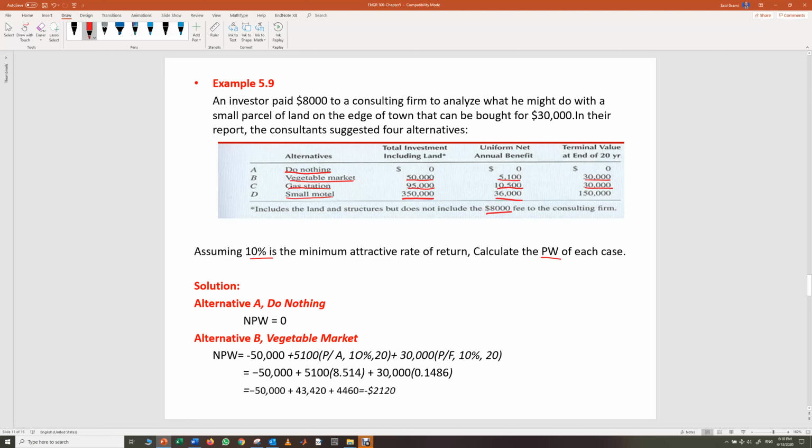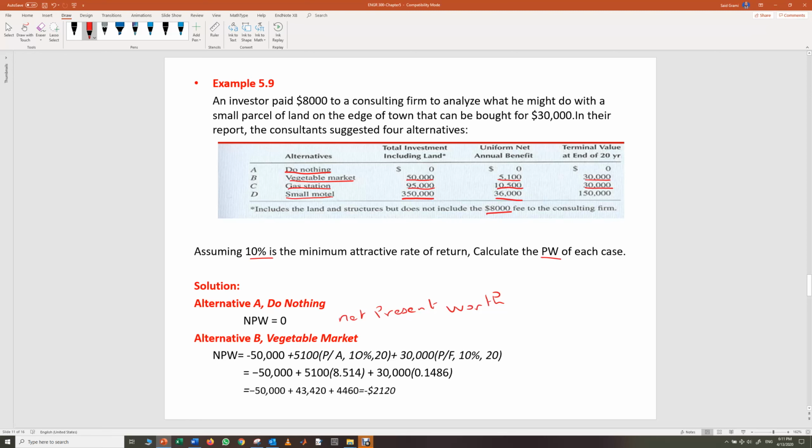Alternative A, do nothing. So the net present worth is $0. This is the first alternative. Do nothing, so the net present worth, NPW, is $0.